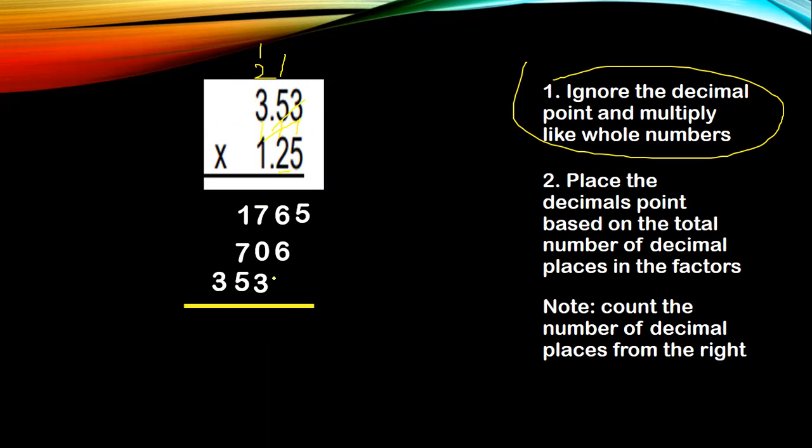And then in adding and subtracting decimals, you have to add 0 to the empty place value. So add 0 here, and then add 0 here. And then add all the partial products.